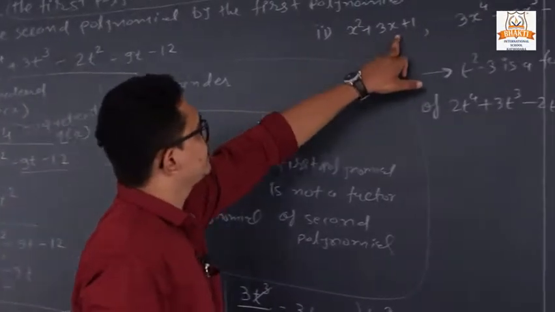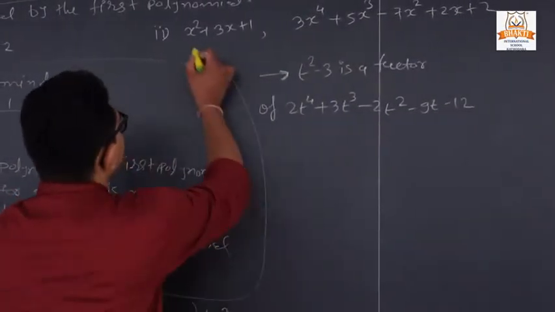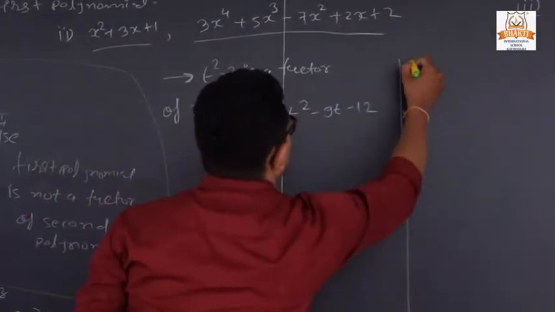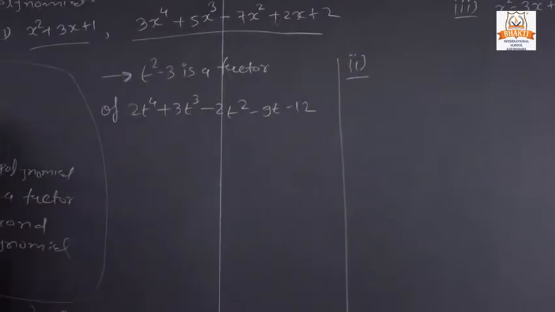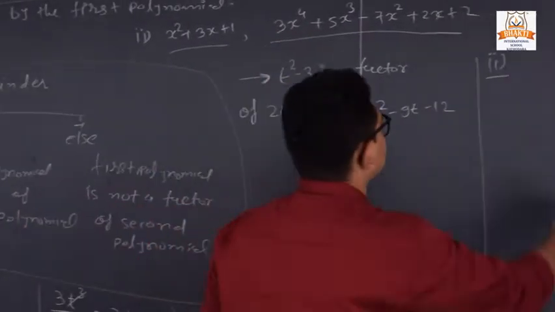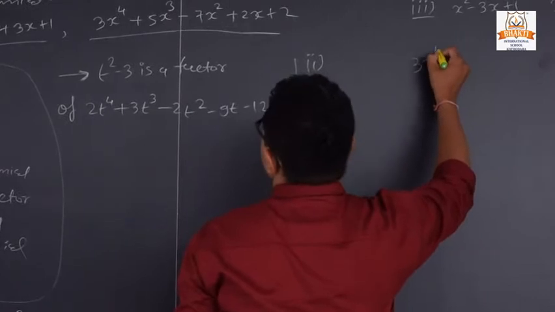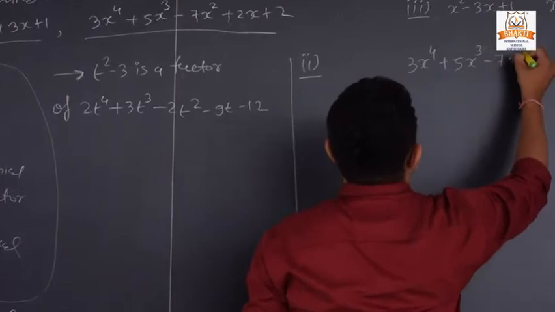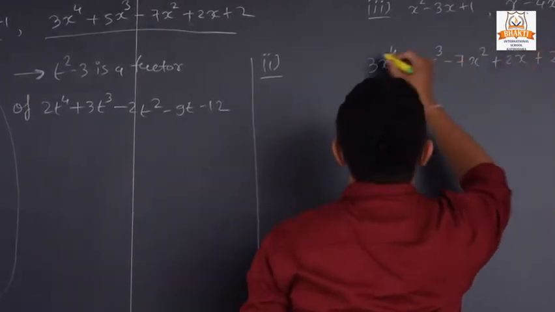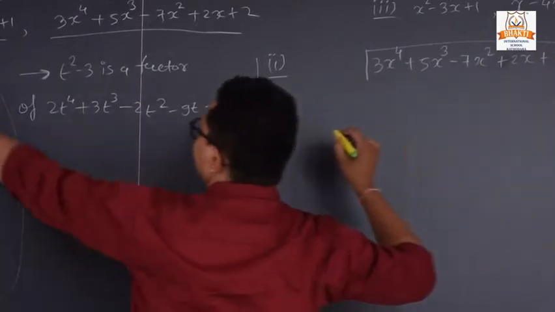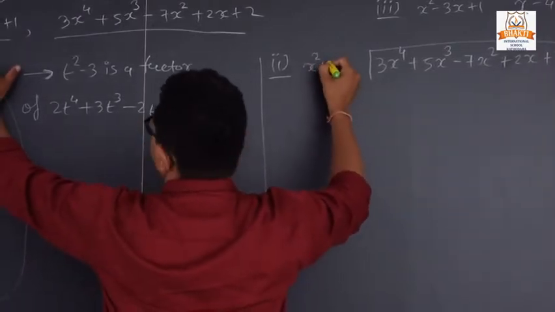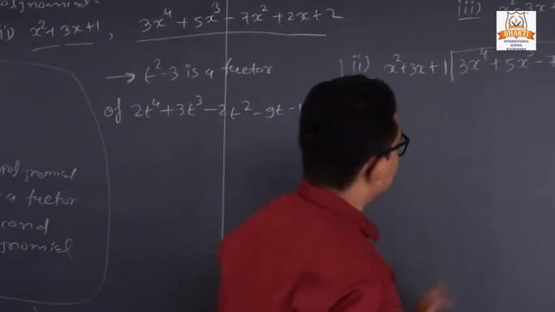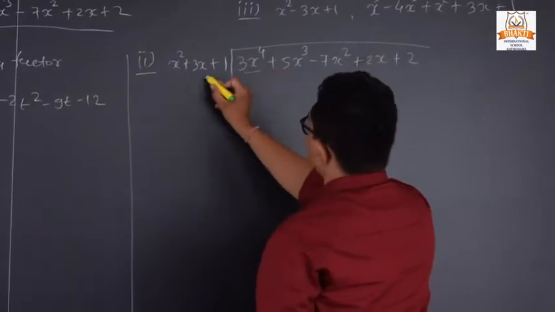Now our second question. See that it is first and it is our second. So we can start our second question. For the second, first of all we write 3x raised to 4 plus 5x cube minus 7x square plus 2x plus 2, and it is divided by x square plus 3x plus 1. So now first of all we have the same procedure.